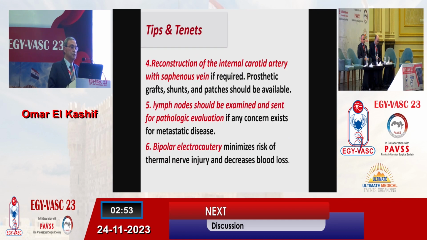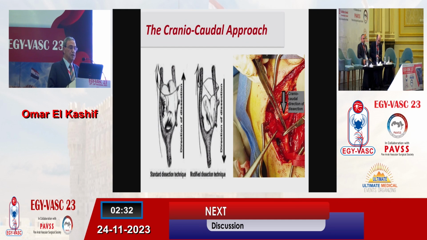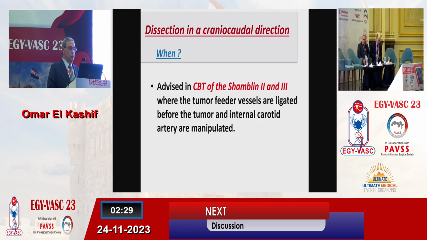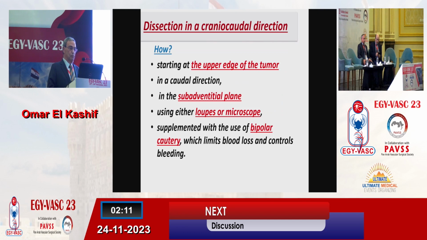There are two types of approaches to carotid body tumor: dissection in the caudocranial direction, starting at the origin of the external carotid artery in a cephalic direction in the subadventitial plane, either with loops or microscope supplemented with bipolar cutter. The other type is the craniocaudal approach, and it is advised in Chamberlain 2 and 3, where the tumor feeders are irrigated before the tumor and the internal carotid are manipulated. This is because the main feeder vessel is the descending branch of the ascending pharyngeal, as I said before.